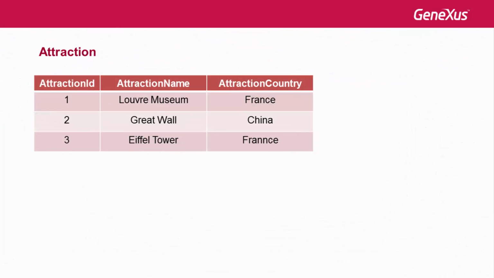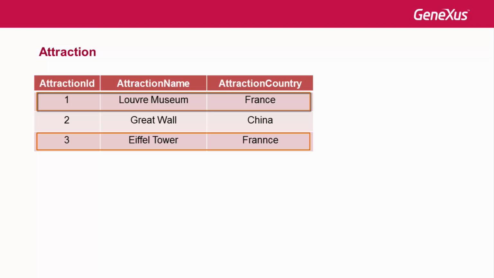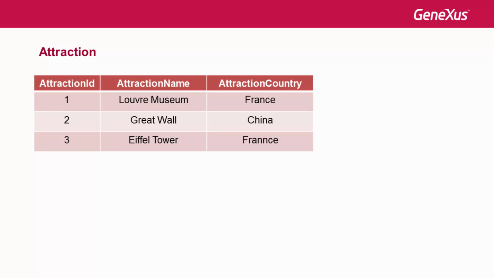Suppose that we've entered several attractions with their corresponding countries. For example, we have an attraction with identifier 1, called Louvre, located in France, an attraction with identifier 2, called the Great Wall and located in China, and another attraction with ID equals 3, the Eiffel Tower, which is also in France. We know that the Louvre is located in France, and that the Eiffel Tower is also in France, but due to a typing or spelling mistake, we entered the country name differently. Here we typed France with two N's. So for the system, this country is not the same as the other one. For this reason, this solution cannot be used.